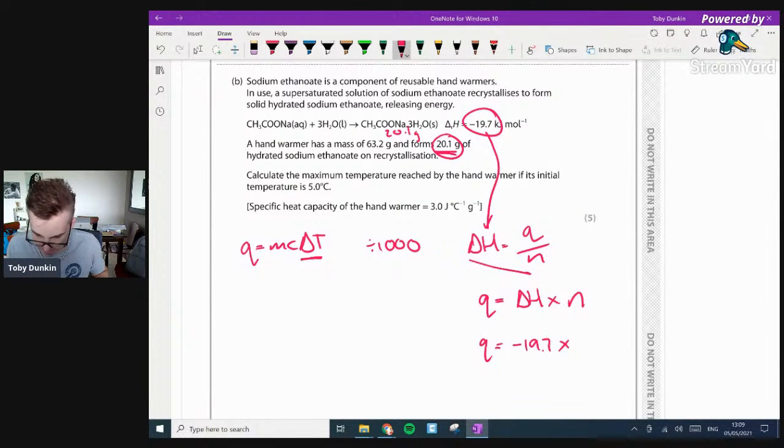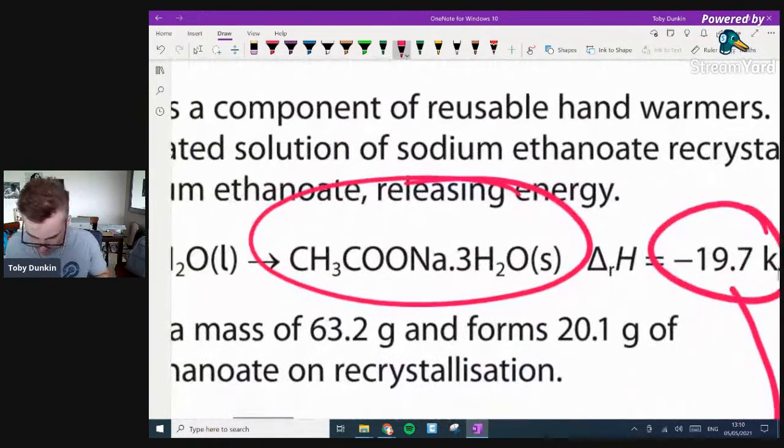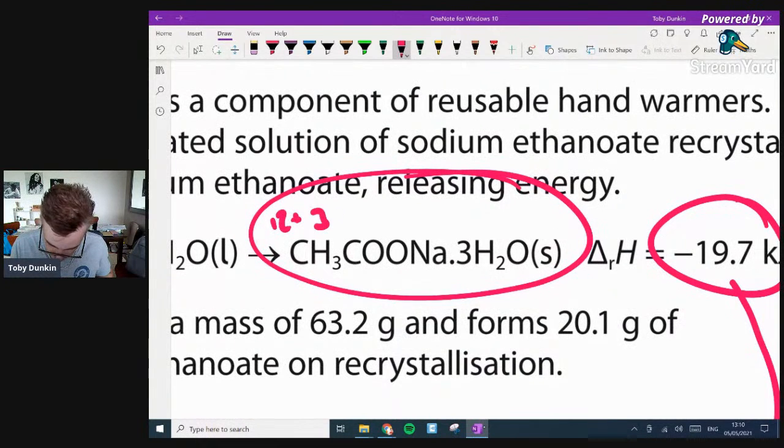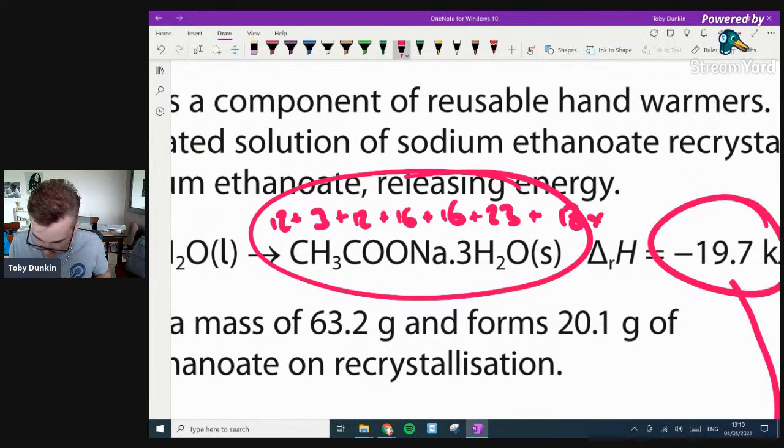Right, we need to work out the mass, holy moly, of the hydrated crystal. We're going to have to work out the moles of this guy. That's grim. Right, so let's work out its Mr. So 12 plus 3 plus 12 plus 16 plus 16 plus 23 plus 18 times 3. Run it all through. 12 plus 3 plus 12 plus 16 plus 16 plus 23.0.